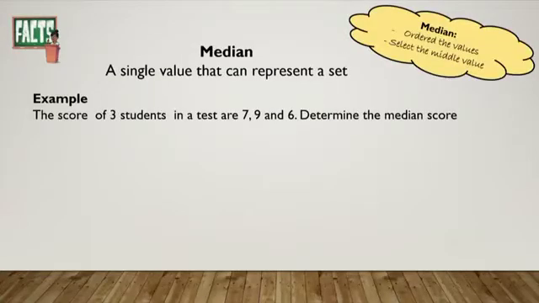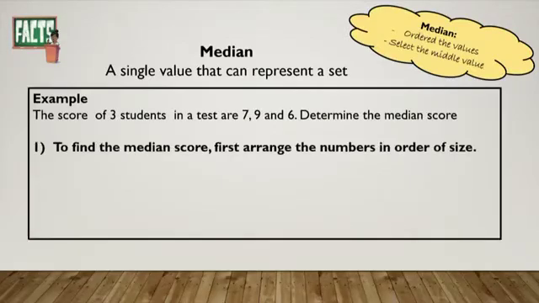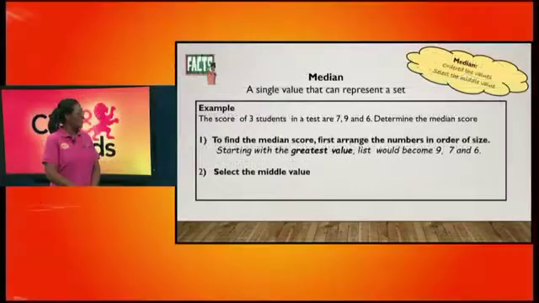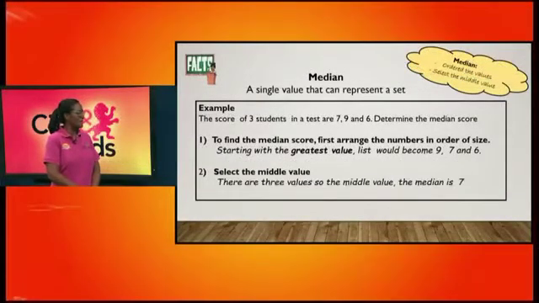So here's another example. Again, we're using three numbers. The scores of three students in a test are 7, 9, and 6. Determine the median score. Remember that you need to order them. So to find the median score, arrange the numbers in order of size. Starting with the greatest value, the list would be 9, 7, 6. We could also have started with the smallest value. It doesn't matter. Select the middle one, and in this case, the middle value is 7.